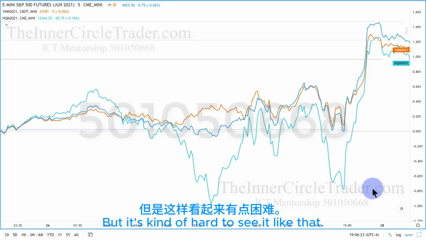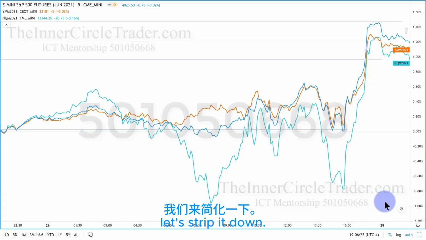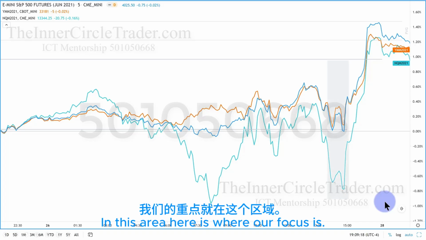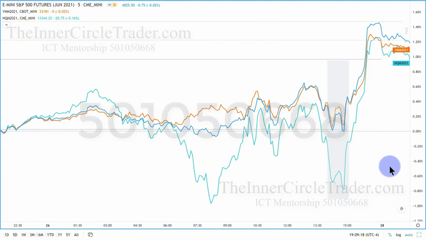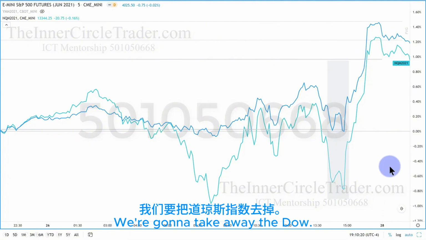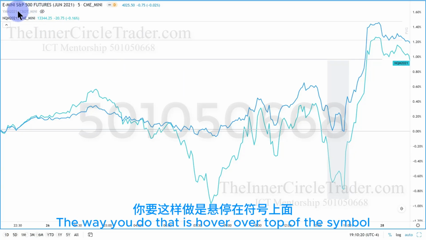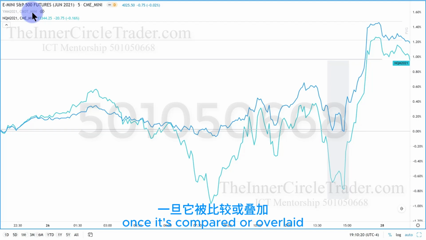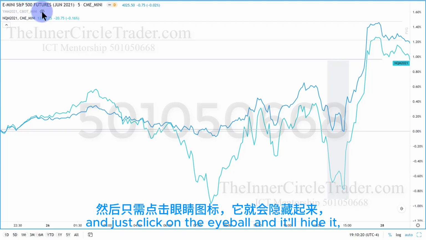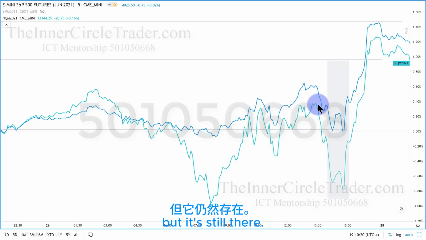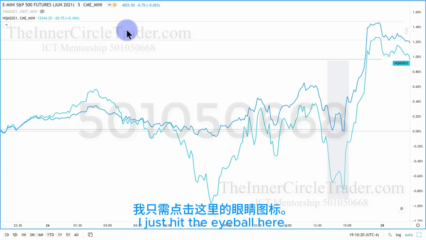But it's kind of hard to see it like that, so just for your benefit, let's strip it down. In this area here is where our focus is. We're going to take away the Dow. See what I've done here? The way you do that is hover over top of the symbol once it's compared or overlaid, and just click on the eyeball and it'll hide it, but it's still there. If I want to make it come back, I just hit the eyeball here.